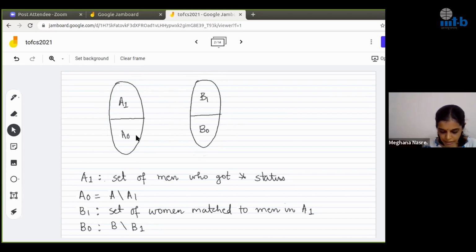The way we will partition them is as follows. A1 is the set of men who got a star status, that is, they increased their priority. Remember that with increased priority also, they may not get matched. That is not guaranteed. You have got an increased priority, and therefore you may be matched, but you may also be unmatched. So can somebody think of a simple case where with increased priority you do not get matched? Is there a simple example that you can think of?